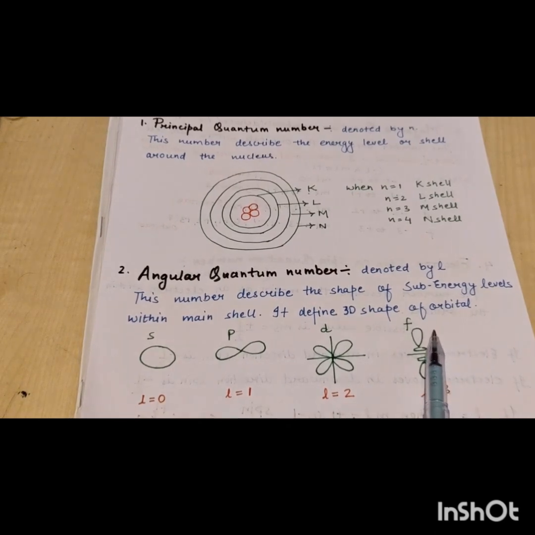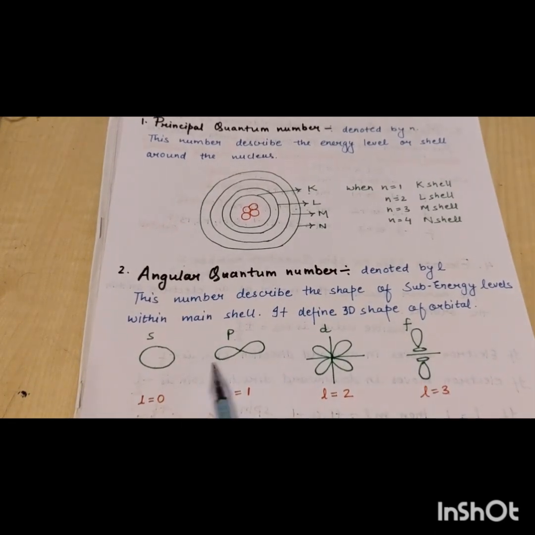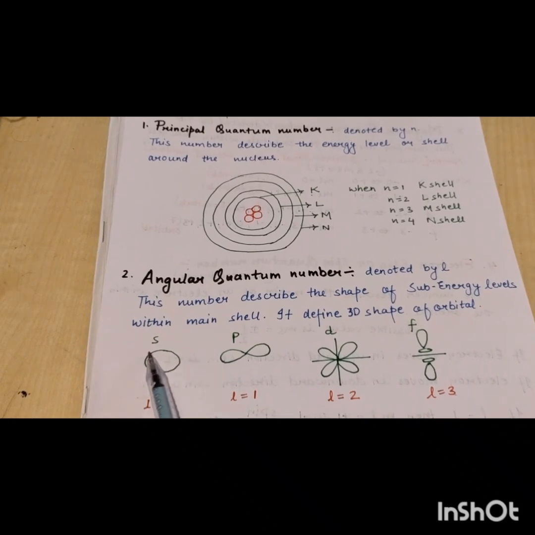Now how many types of orbital are there? First one is named the s orbital. Second, this is the p orbital. Third, this is the d orbital. And fourth, that is the f orbital. This is the 3D representation.